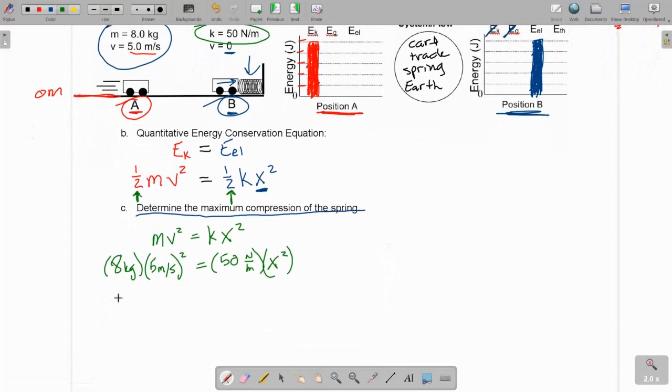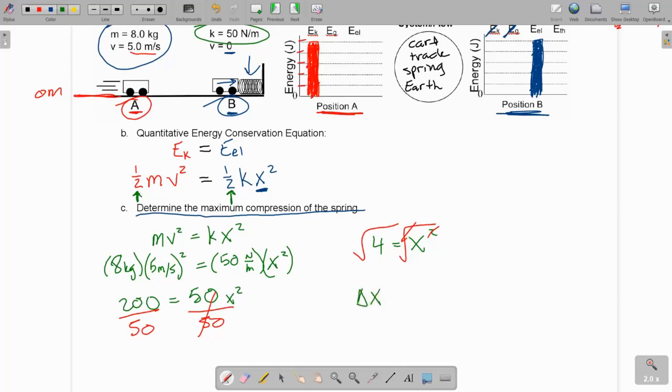So let's scoot down just a little bit here, and we'll rewrite this. So this is going to be 200 is equal to 50x squared. So we now need to divide by 50 on each side. Okay. And that is going to give us 4 is equal to x squared. We then, of course, need to get rid of the squared, so we will square root both sides. And then we find out that the maximum stretch, the change in position of the spring, is going to be equal to 2 meters at its maximum. So when that cart comes in and hits that spring, it can compress 2 meters.